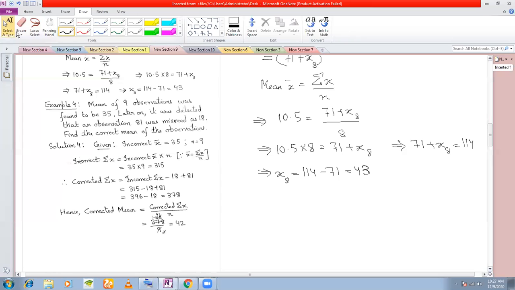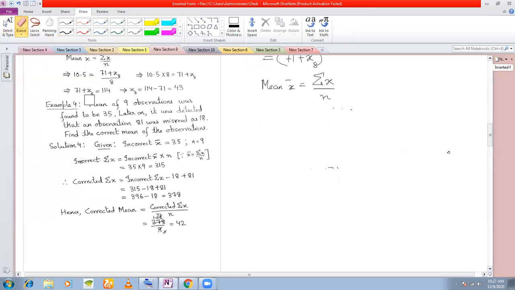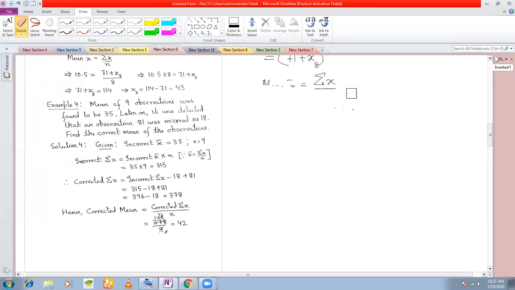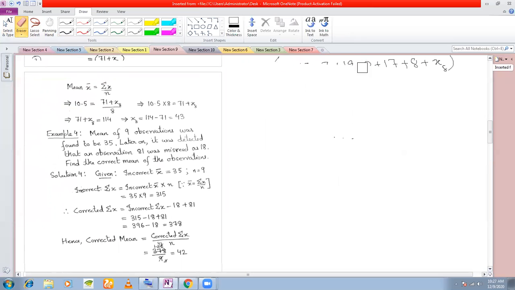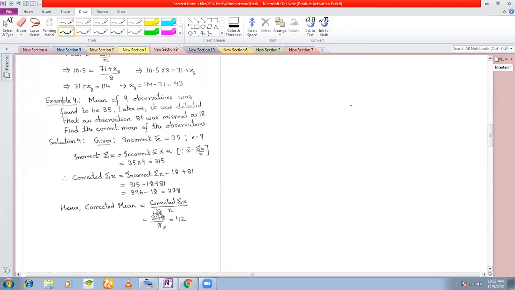And the fourth example here, let me just start with the fourth example. I don't know whether I'll be able to finish. The fourth example here is the mean of 9 observations was found to be 35. How many observations? 9 observations. Later on, it was detected that an observation 81 was misread as 18.